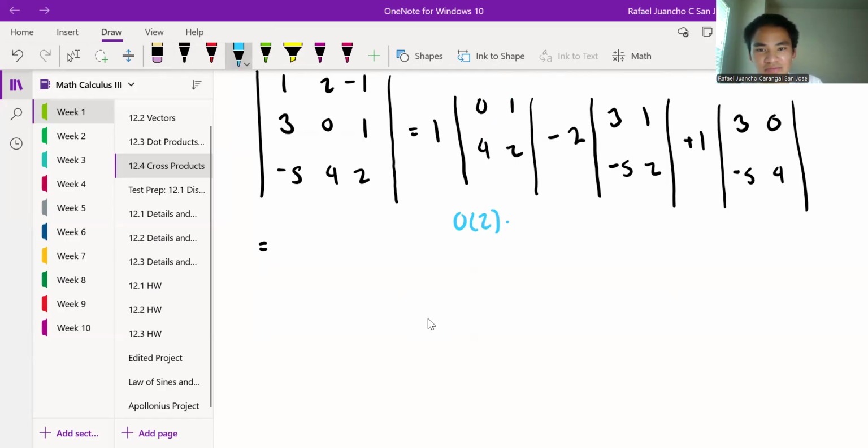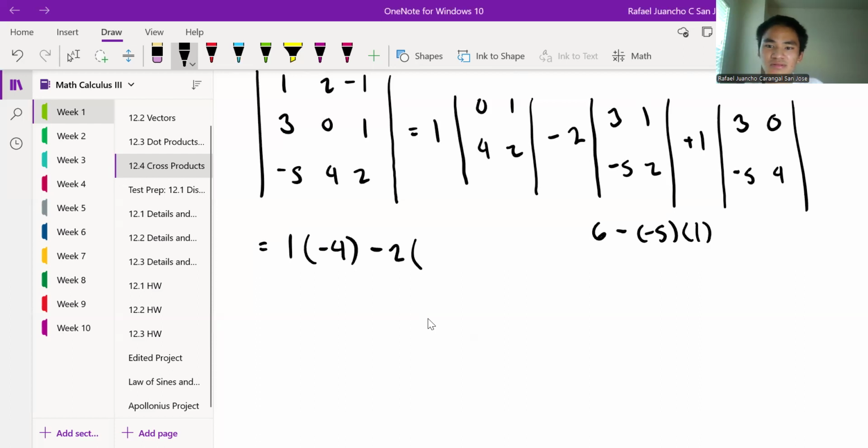So that's 0 times 2 minus 1 times 4. And what do we get from there? Well, we have a -4. So this is 1 times -4. That's from here. And same idea, right? So we have -2. And here we have 3 times 2, 6. Minus -5 times 1. And so we have 6 plus 5. So we have 11. So 2 times 11.